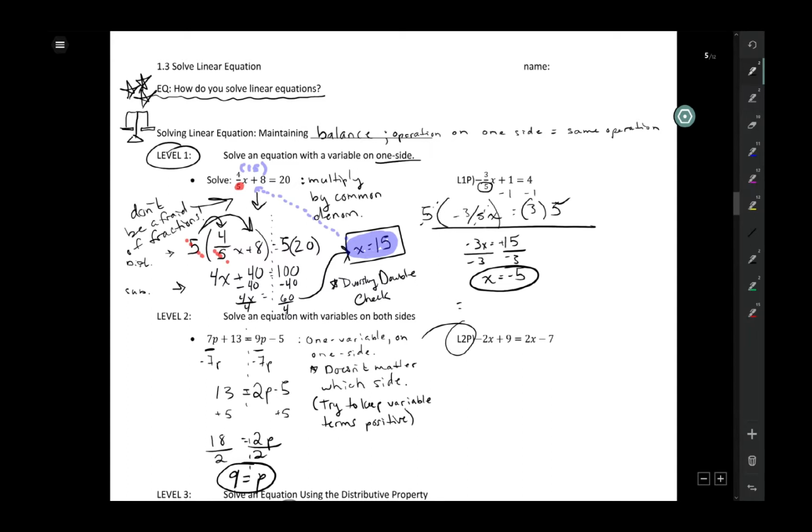Now again, I'm going to check this because it has a fraction, which is scary. Not really. And just to be sure, negative 3/5 times negative 5. That will give me positive 3. Plus 1 equals 4. And 4 equals 4. We're good to go. Okay, so x equals 5. This here, again, is just the Dvorsky double check.